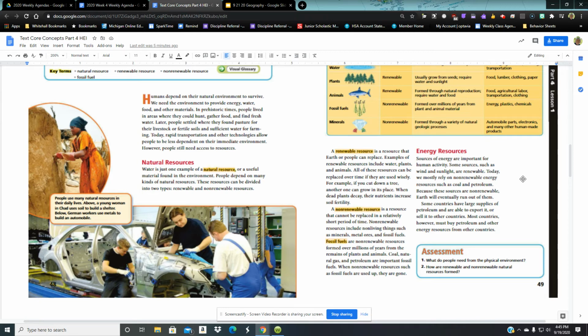So they're important. And you think about everybody in the Northern Hemisphere that has weather when they need to heat. We're using a lot of that. And how many cars are on the planet when you have 7.5 billion people? You go through a lot of those fossil fuels. When non-renewable resources such as fossil fuels are used up, they are gone.